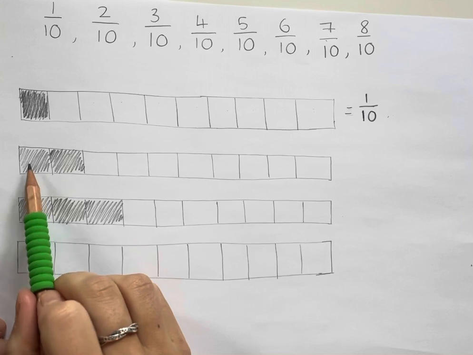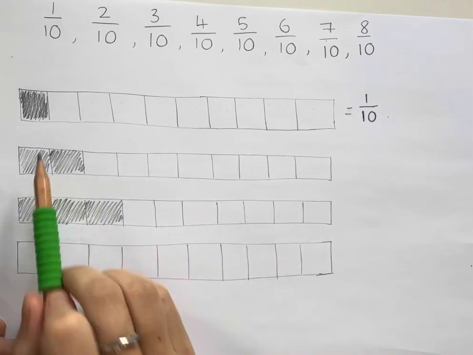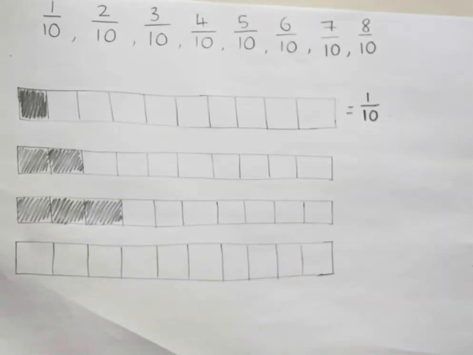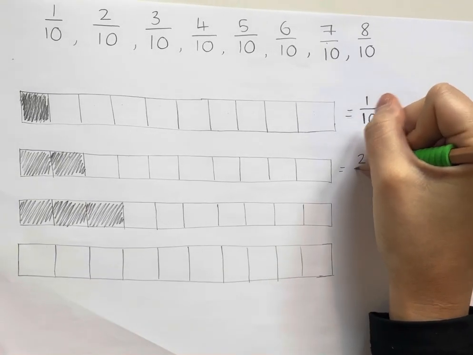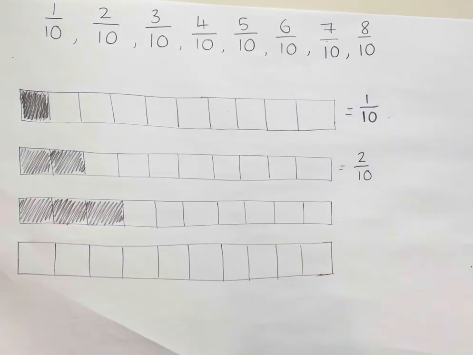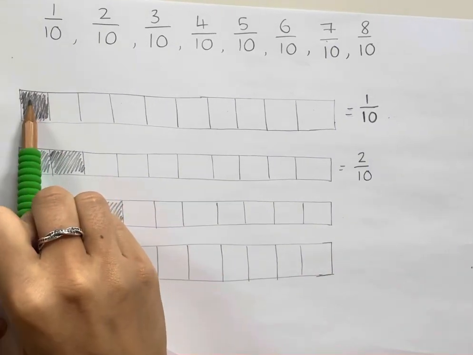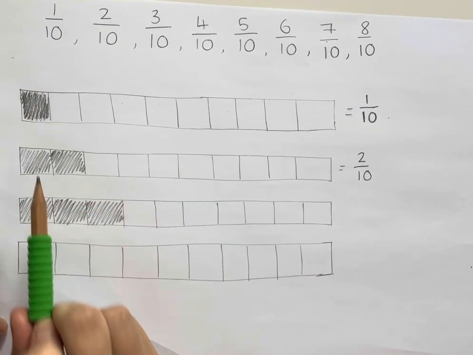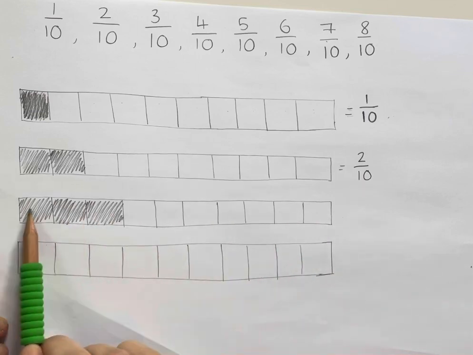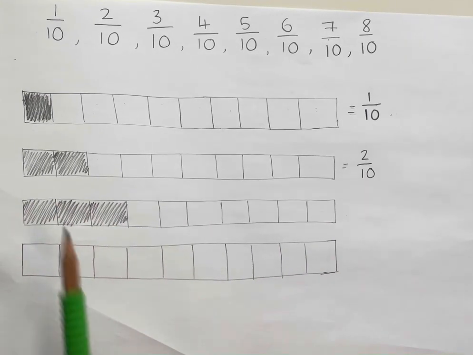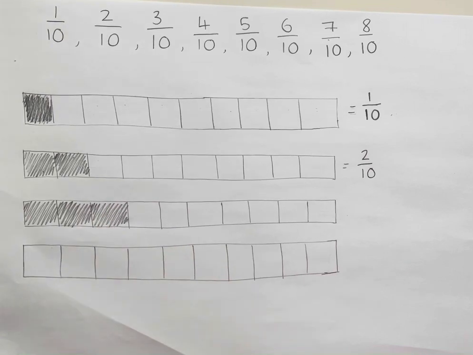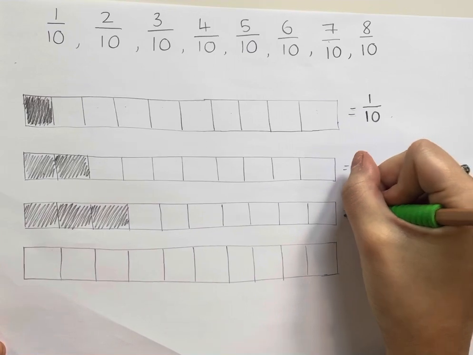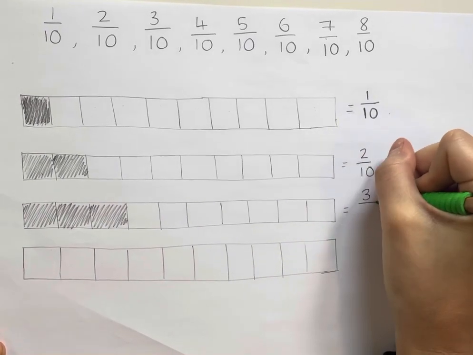So what do we think that this shape would represent if it has two parts shaded in? It would represent 2/10. So we can see here that we've gone from 1/10 to 2/10. Now let's look at this one here. This one has 1, 2, 3 parts shaded in. So that means that this one equals 3/10.